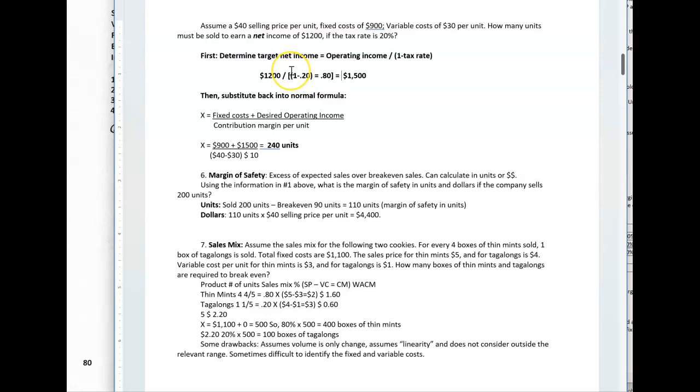Once we've got the operating income figured out, then we can put our normal formula back here. I'll call it targeted. We've got fixed costs plus our targeted or desired operating income, divided by the contribution margin per unit. So that's fixed costs of $900 plus the $1,500 that we figured out here, divided by our contribution margin of 10, which gives us 240 units to break even.